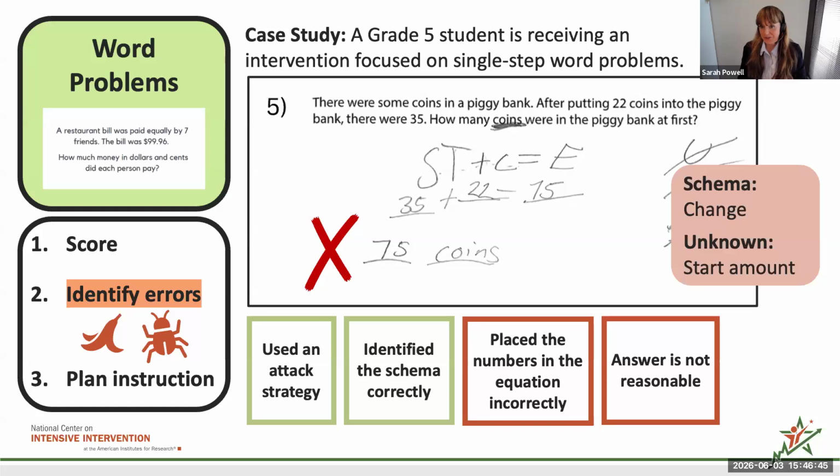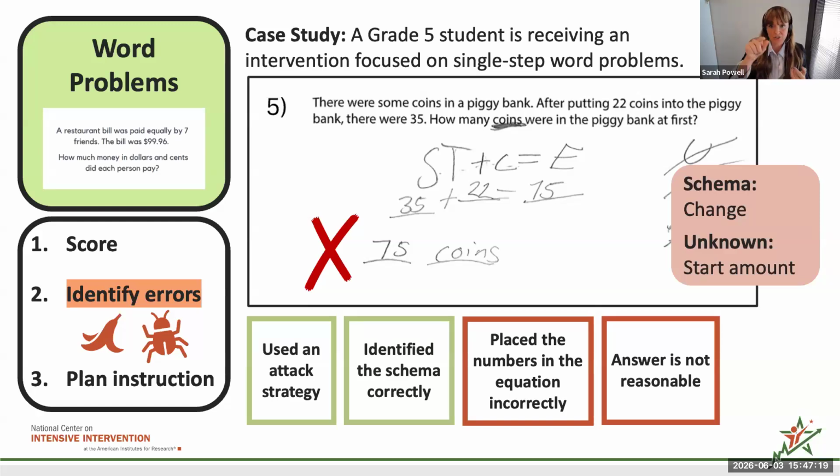So here, this is also a change story. There's some coins in the piggy bank, and then after putting 22 coins in the bank, there were 35. How many coins were in the piggy bank at first? So this story is also change. This time we have an increase because we're putting coins into that piggy bank. But this is the same student who had that issue with item number 2. We're now on item number 5. They really like putting something in the start amount, and they're having a hard time working on these change problems where the start amount is the unknown.